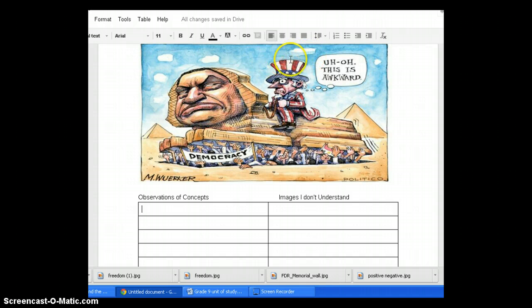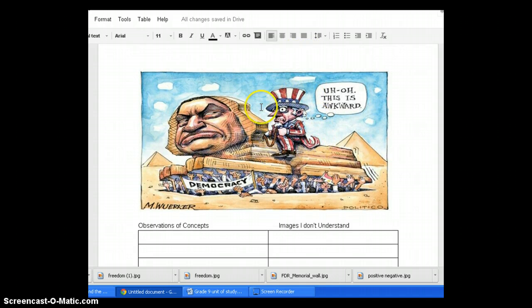The first thing that I notice is on top, riding this animal, is a picture of Uncle Sam. So an observation of concept that I understand is Uncle Sam. Uncle Sam is what we use to represent the United States, like he is a literal figure, but what he really represents is the United States. So I understand that image when I see him on top of that. Just because I don't understand why he's on top of it, I do understand that that is supposed to be Uncle Sam.